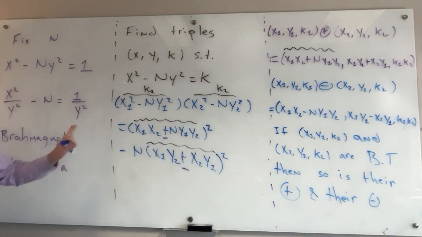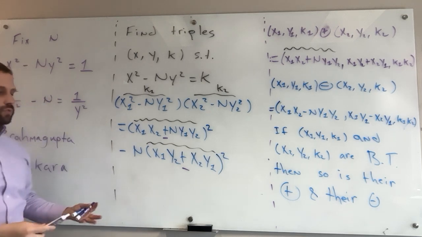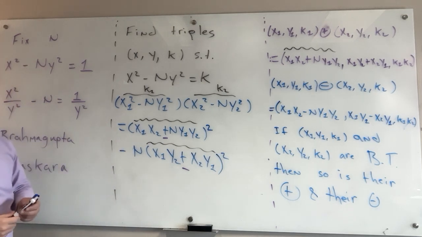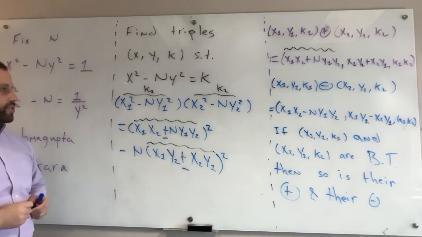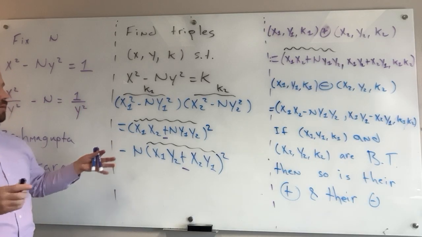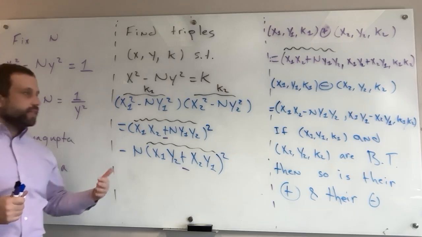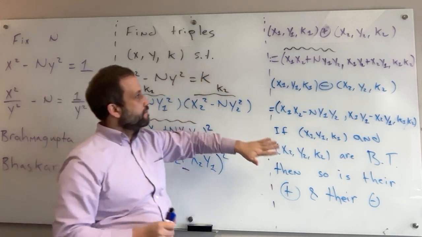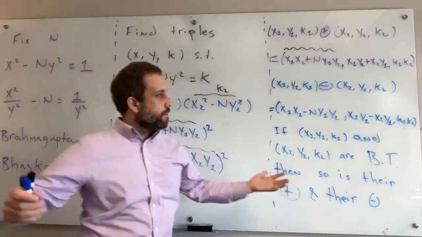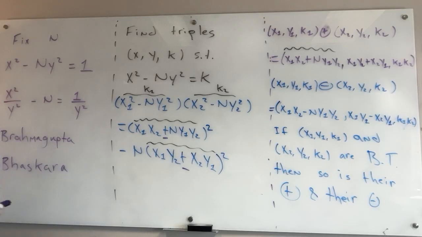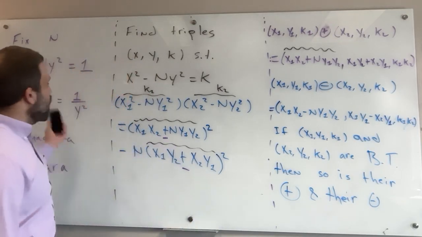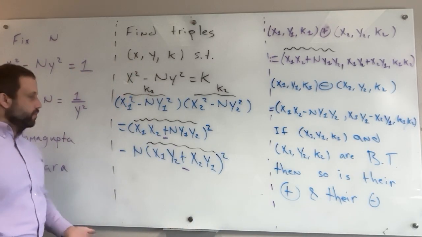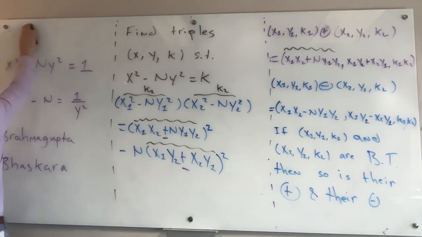And so what this shows, at least for the plus solution, and the same thing goes for the minus solution, is that if x1, y1, and k1 are Brahmagupta triples, and x2, y2, and k2 are Brahmagupta triples, then so is both their adding composition and their minus composition. Okay, so then maybe it's going to become clear now how, given one triple with k equals 1, we can come up with another triple. So let me just do that over here.